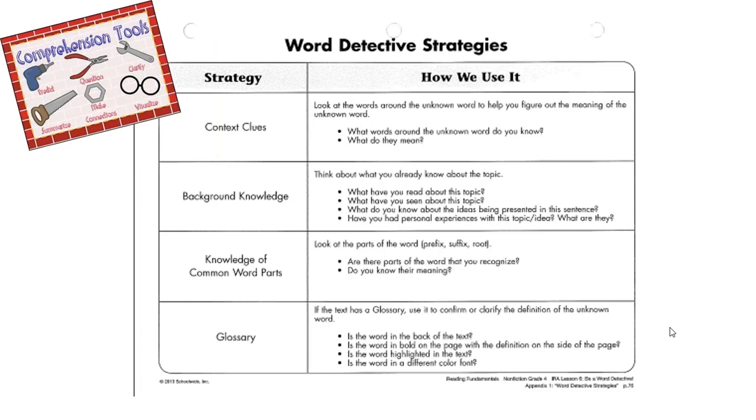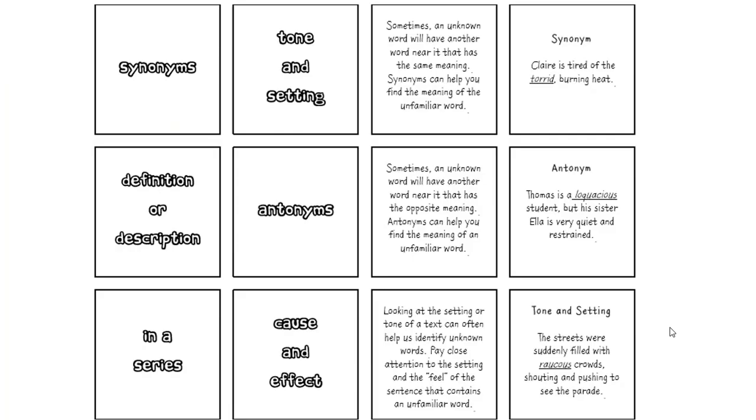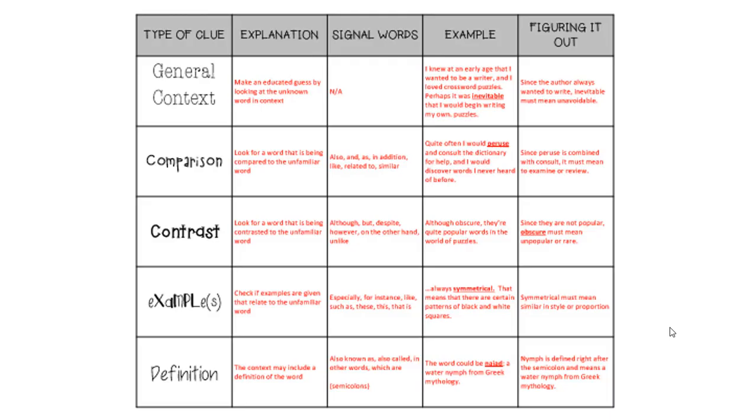So, lots of times we use context clues. We use our own knowledge, our background knowledge, our experiences, our schema. We break down the word, the prefixes, and the root words, and we use a glossary. Sometimes we have synonyms and antonyms and cause and effects, and there's definitely a description or a definition right after the word that we don't know. Sometimes the tone and setting really helps create an understanding of what the word means.